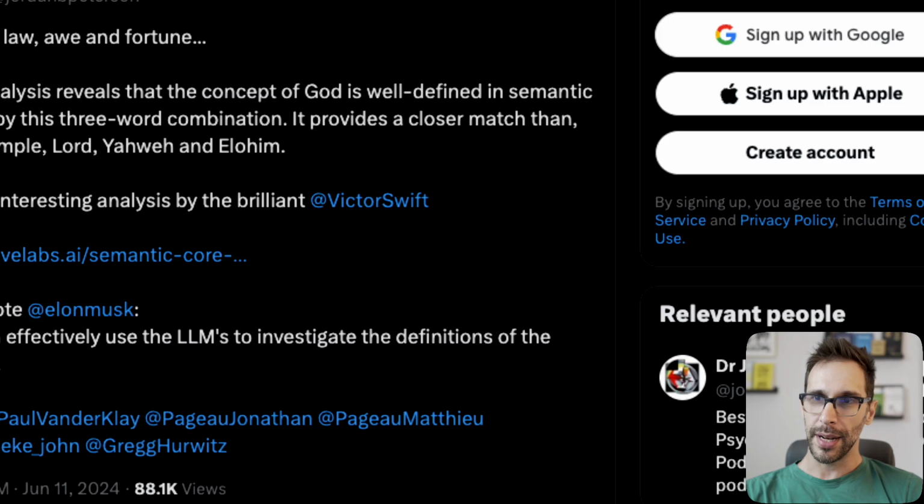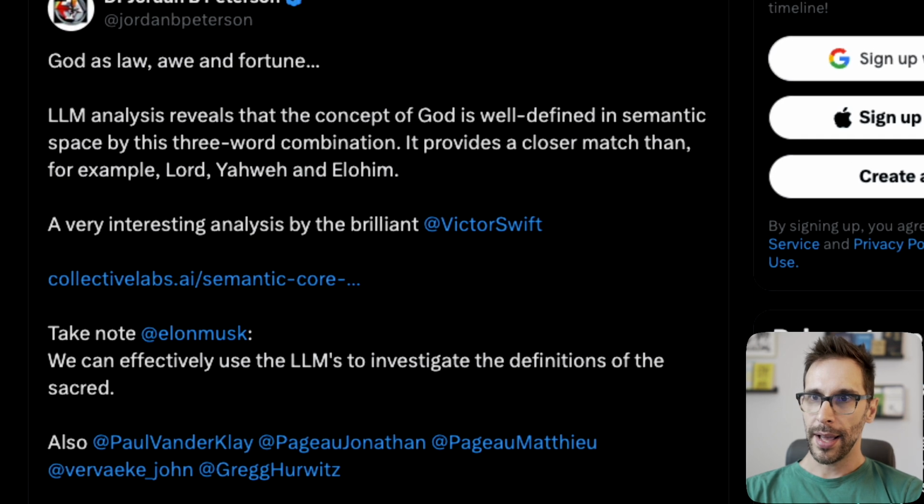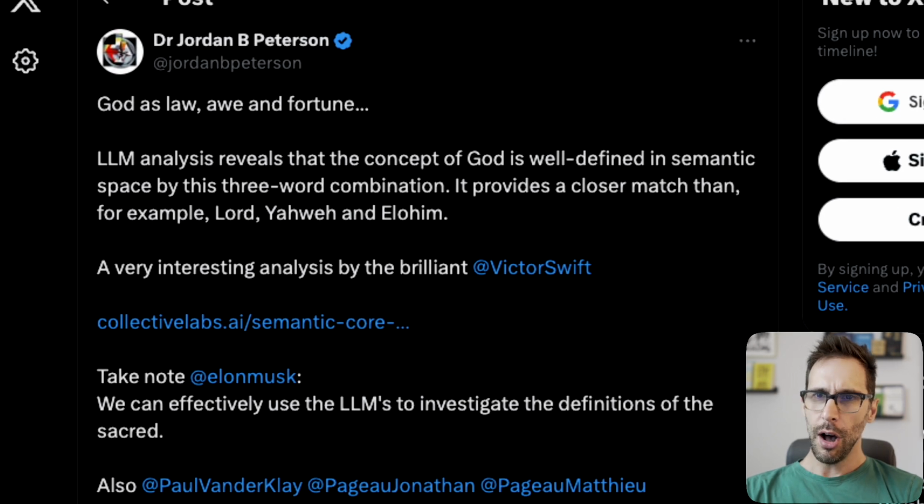Let's go back to what Peterson actually wrote so that you can see why I even wanted to look at this. He says, God as law, awe, and fortune. LLM analysis reveals that the concept of God is well defined in semantic space by this 3-word combination. It provides a closer match than, for example, Lord, Yahweh, and Elohim, which again is sort of not surprising because Lord, Yahweh, and Elohim are Hebrew words. Well, okay, Yahweh and Elohim, Hebrew.